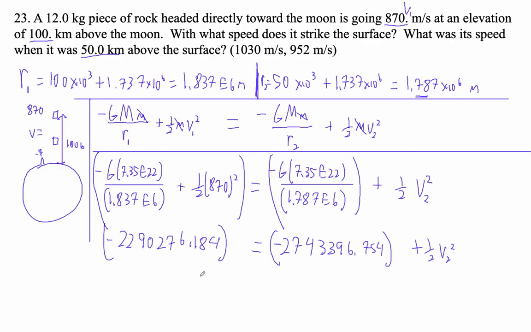And luckily this number is positive, otherwise we'd have a hard time finding the square root of a negative number. So 453,120.57 equals 1/2 v2 squared. Okay, so we can do this. Times 2, raised to the 0.5. I'm getting that v2, the velocity at 50 kilometers elevation, is 951.966. So I guess 952 meters per second. All right.